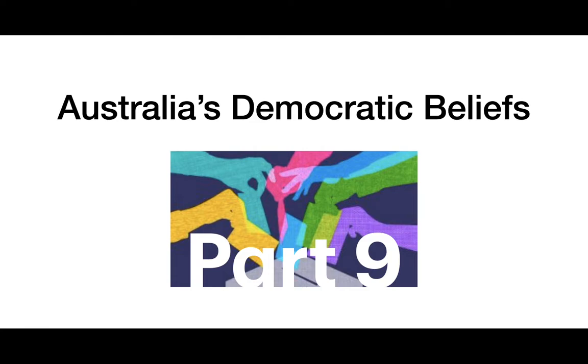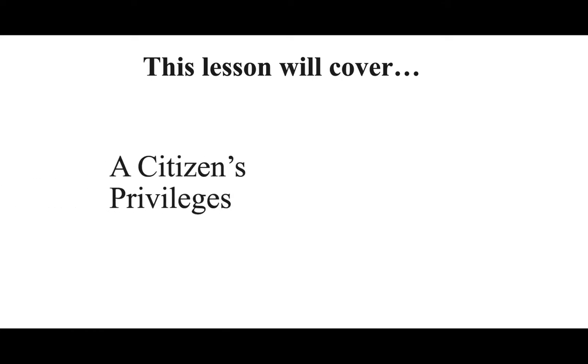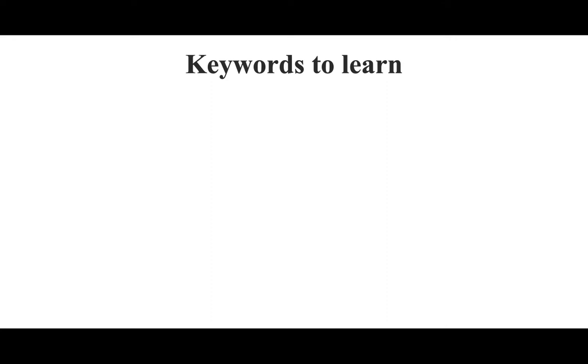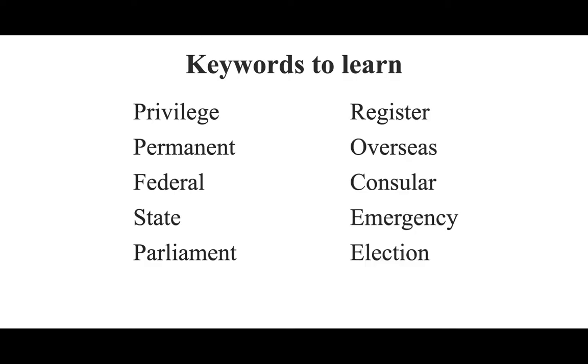This is Australia's Democratic Beliefs, Part 9. This lesson will cover a citizen's privileges. Key words to learn are privilege, permanent, federal, state, parliament, register, overseas, consular, emergency, and election.